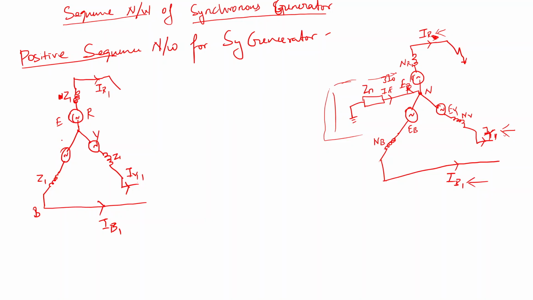And one more thing: this is a 3-phase diagram. If I want to draw the same thing in single phase, how can I draw it? Say, for example, I am taking the R phase. Only the R phase I need to draw. For this R phase, I'll take a generator, one impedance, and then this is IR1, and this is the reference bus.